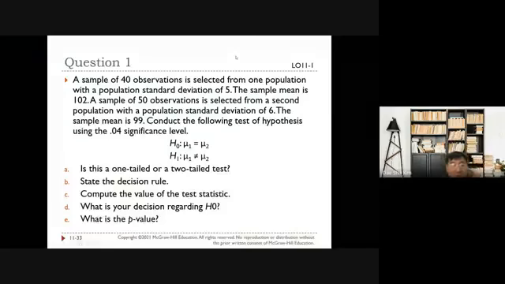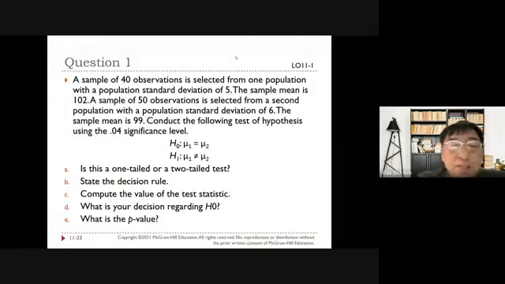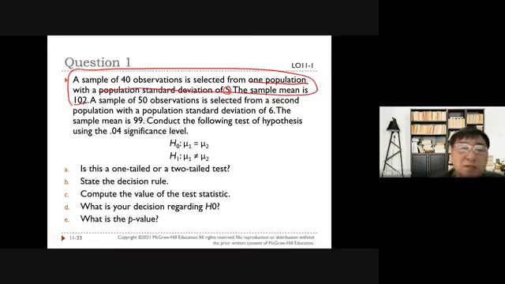Now, move to question 1. A sample of 40 observations is selected from one population, with a known population standard deviation, sigma 1 is 5. The sample mean is X bar. This is for the sample of population 1.